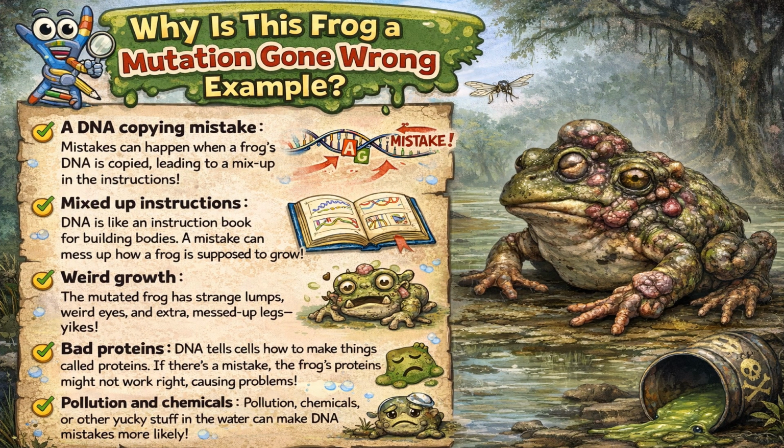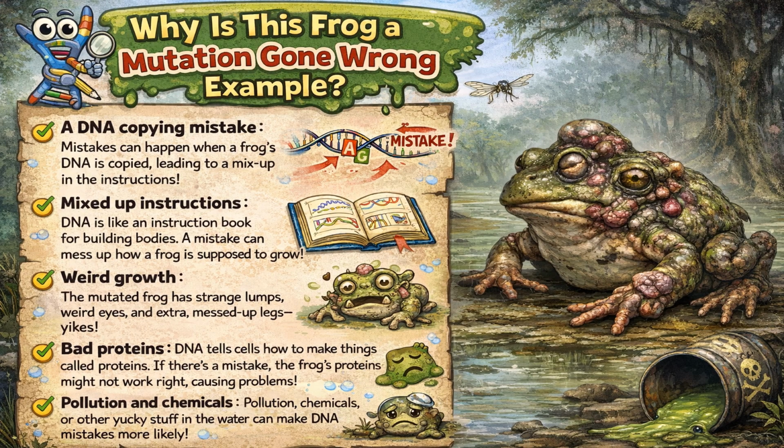Why is this frog a mutation gone wrong? Let's look at this example. A DNA copying mistake. Mistakes can happen when a frog's DNA is copied, leading to a mix-up in the instructions. Mixed up instructions. DNA is like an instruction book for building bodies. A mistake can mess up how a frog is supposed to grow. Weird growth. The mutated frog has strange lumps, weird eyes, and extra messed up legs.